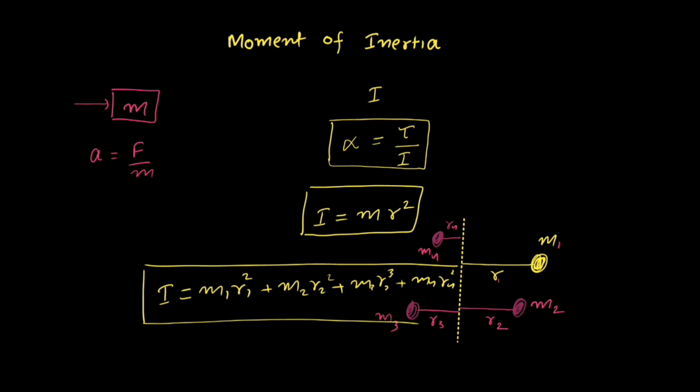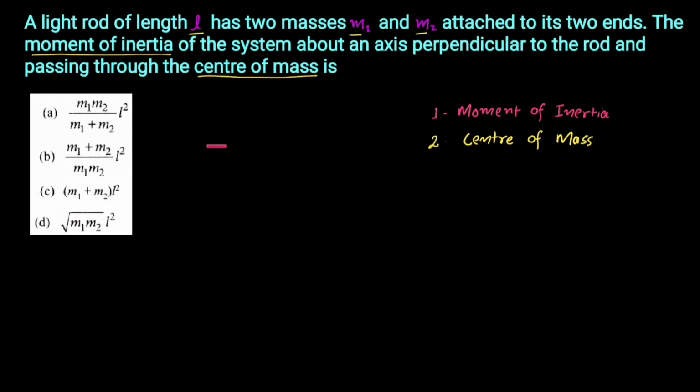Now let's come back to the question. In this question there is a rod. Suppose this is a rod. It is a light rod, and on one end of this rod there is a mass m1, and on the other end another mass m2 is attached. The length of this rod is given as L. We have to find the moment of inertia about an axis perpendicular to the rod and passing through the center of mass. So first of all, we have to find the center of mass of this rod.